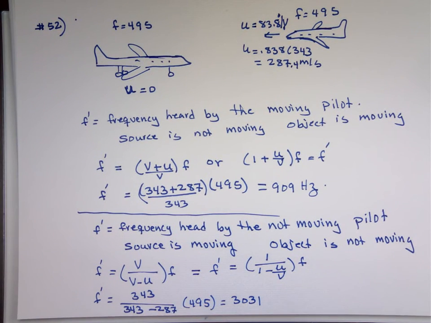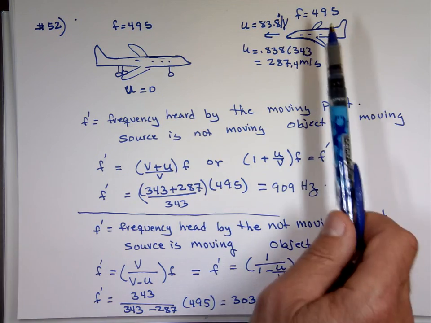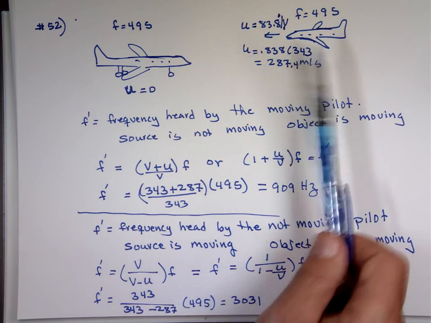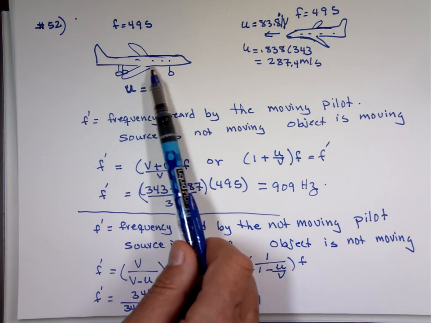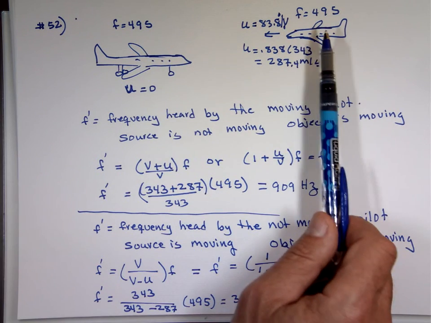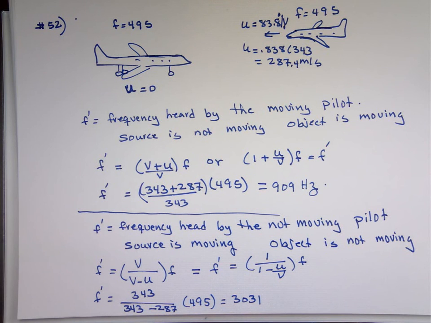So two stories, you've got to look at which one's moving, which one's not, and who's listening to what. If this one is listening to the noise from this, the source is not moving, the object is moving. If this one is listening to the engine from that, the source is moving, the object is not, so the equations are different. And again, the equation could be plus or minus depending on whether it's going toward you or away from you. If this was going away from you, this would be a minus, and this would be a plus if they were going away from each other.